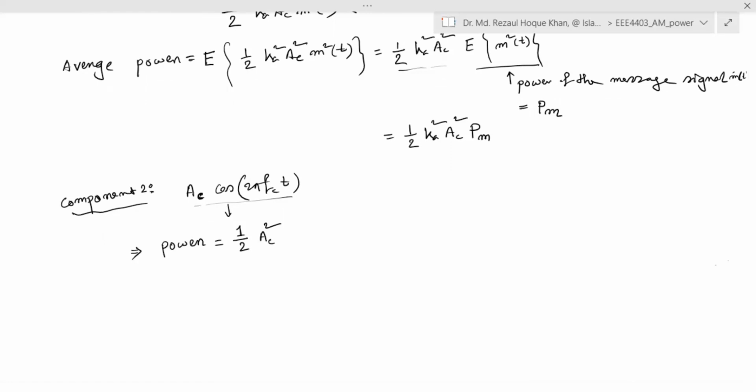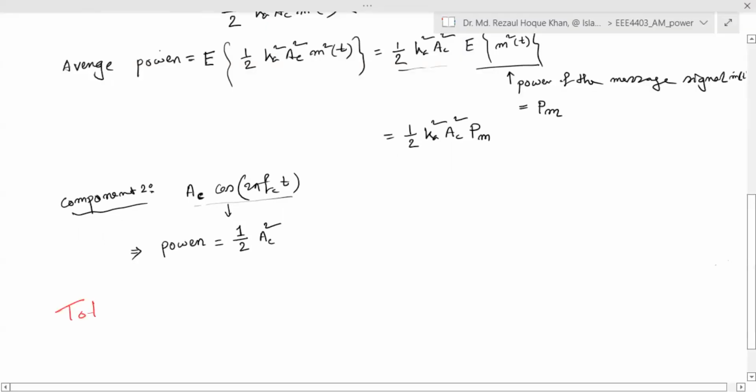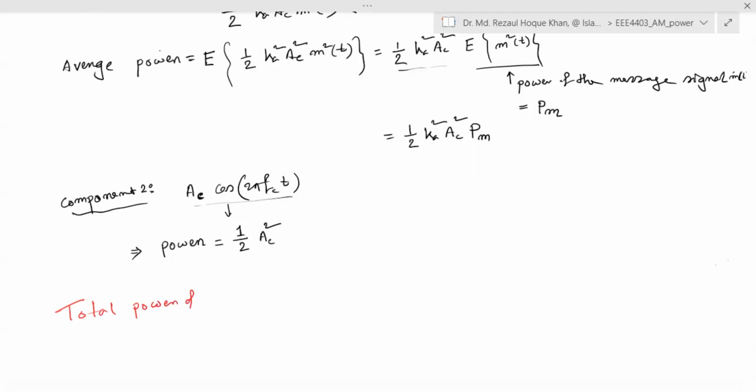Then what is the total power? The total power of the AM signal is half A_c squared plus half A_c squared k_a squared P_m. The first component and the second component, we just add up to find the total power.